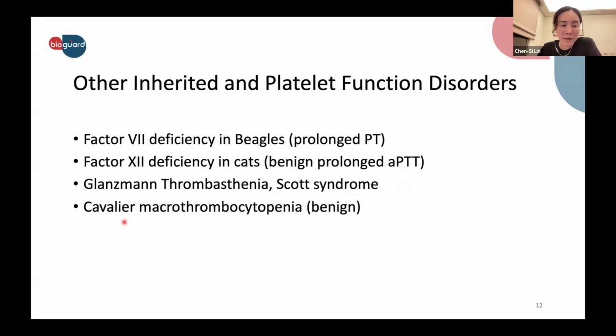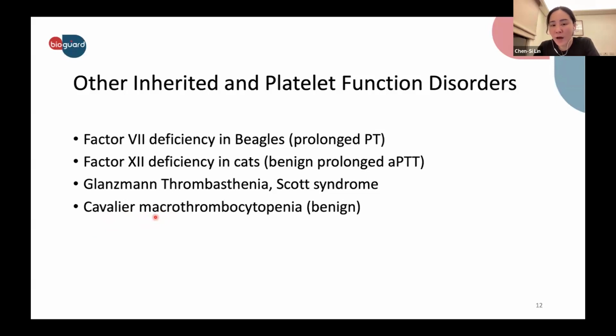So another breed is Cavalier. Cavaliers sometimes can show macrothrombocytopenia. In these cases, when the Cavalier suffers from macrothrombocytopenia, we can find a low platelet count but giant platelets and no bleeding.